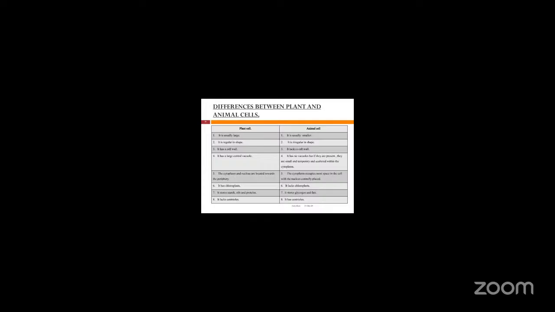So instead of starch, animals store glycogen. Instead of oils, animals store fats. And then animals have no mechanism of storing proteins at all. So plants will store proteins. As animals, we won't. So no matter how much proteins we take, then we will just excrete it.